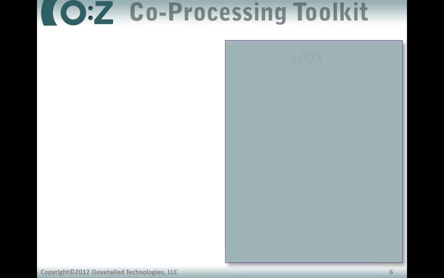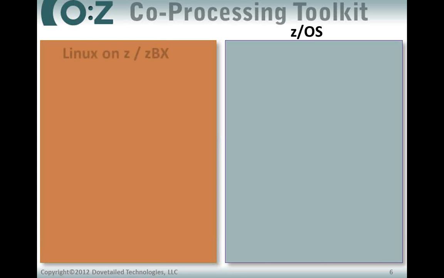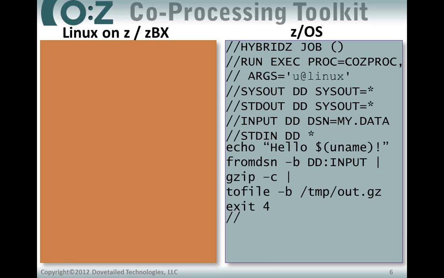We need to have a z/OS system, which we show here on the right-hand side, and a Linux system, which we show here on the left. This is either Linux running on an IFL or Linux running on, say, a zBX blade in a zEnterprise environment. Next, we need a job, which we show here on z/OS.